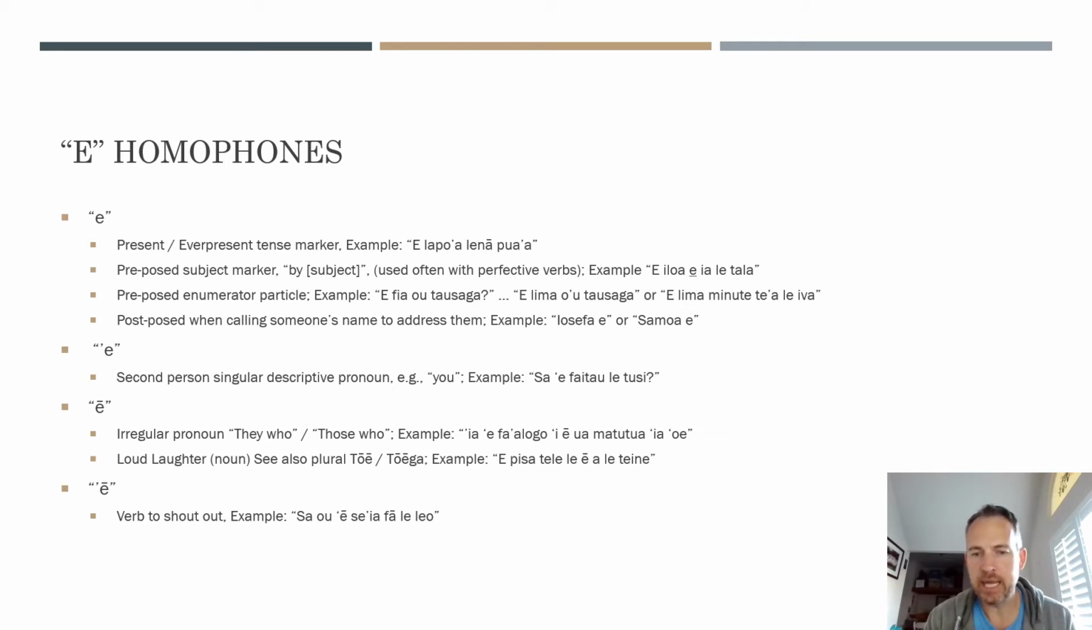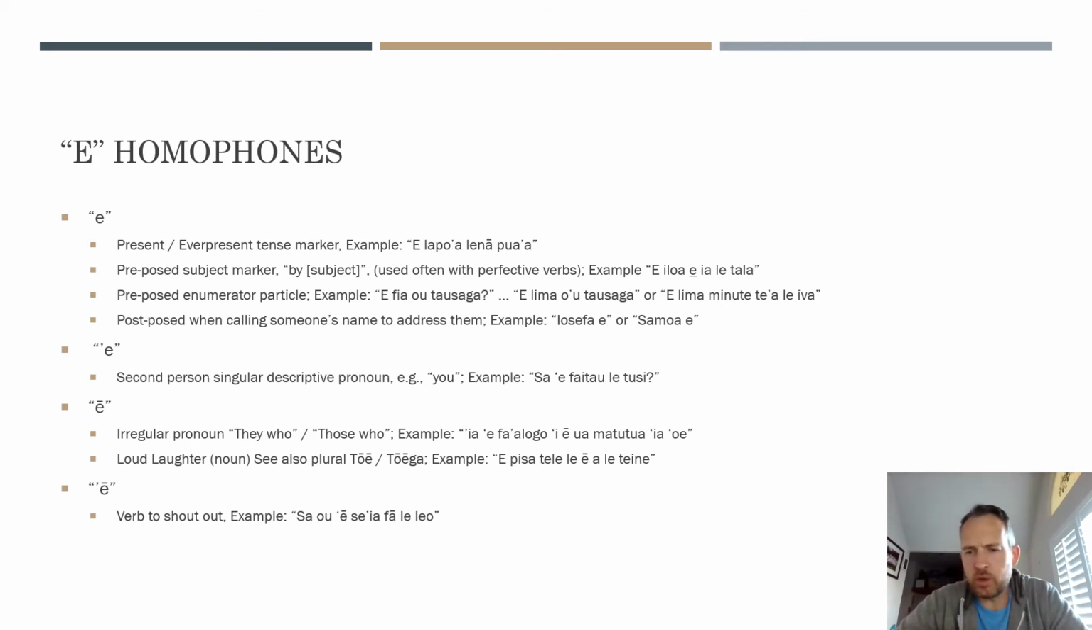This just translates to, so e is a tense marker. Pisa means to be noisy. Tele is just a modifier of that verb. It just means very noisy. Le in this case is the. I'm treating e as a noun in this case. Le alii teine, of the girl. So this is just, man, the loud laughter of the girl is super obnoxious or loud. Pisa can kind of be like noisy, whatever, a disturbance. Anyway, hopefully that's clear.